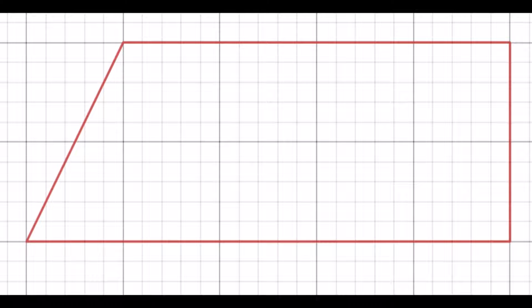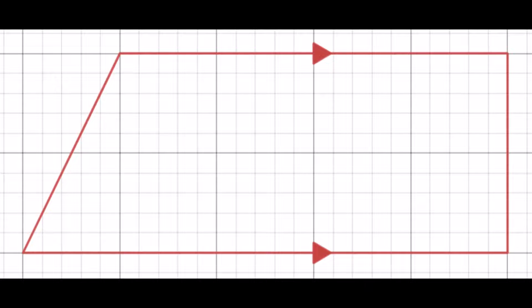Hello everyone, today I will teach you about the properties of two more quadrilaterals, the trapezoid and the kite. Neither of these are types of parallelograms. Let's start with trapezoids. A trapezoid is defined as a quadrilateral that has exactly one pair of parallel sides. These can never be parallelograms by definition.